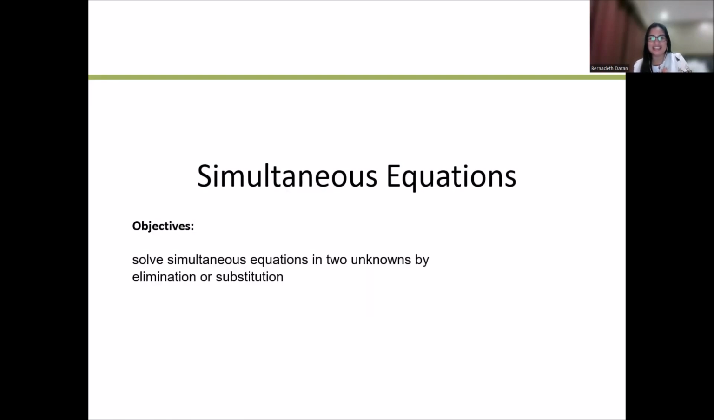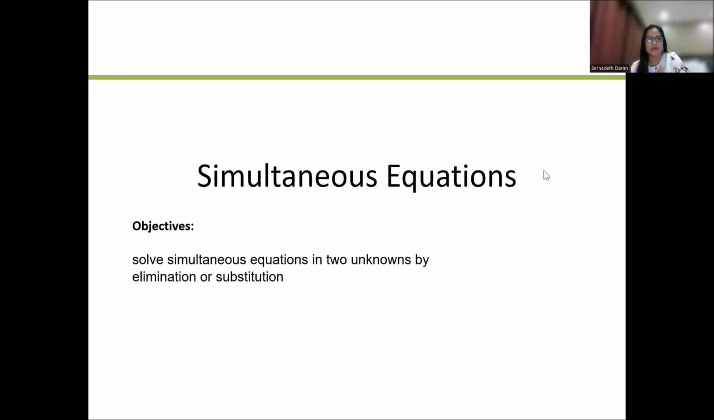Hello there, Year 10. So today we're going to discuss a brand new topic called simultaneous equations. And at the end of this discussion, it is expected that you will be able to solve simultaneous equations in two unknowns by elimination or substitution.